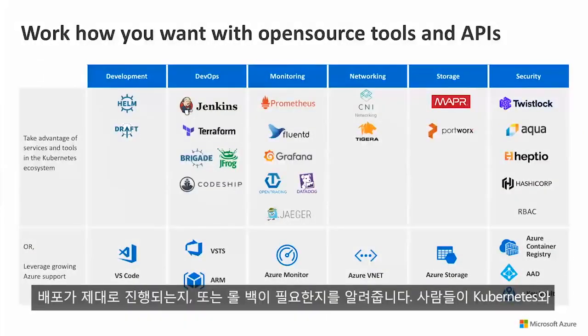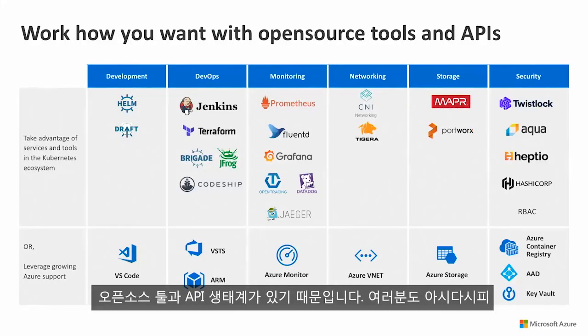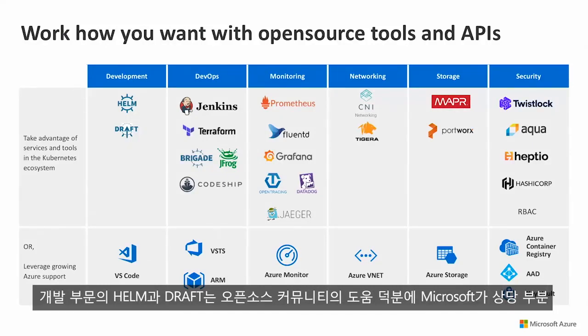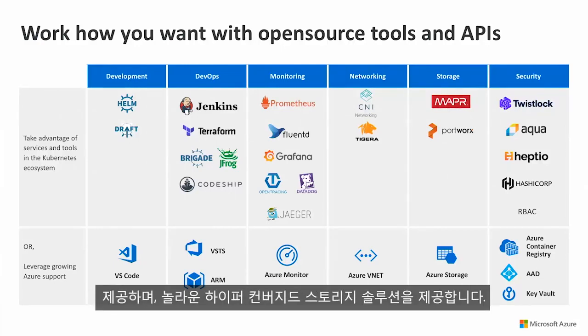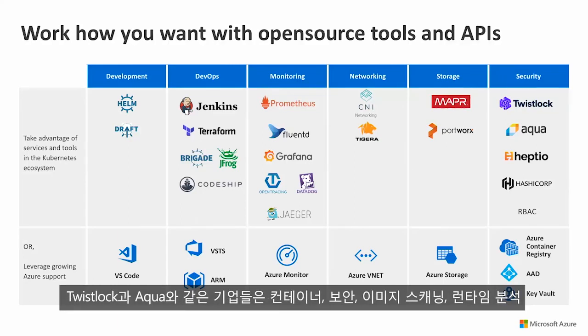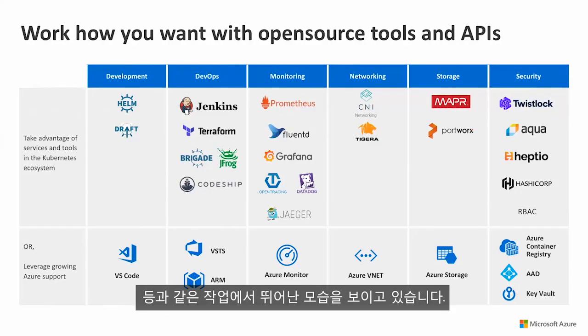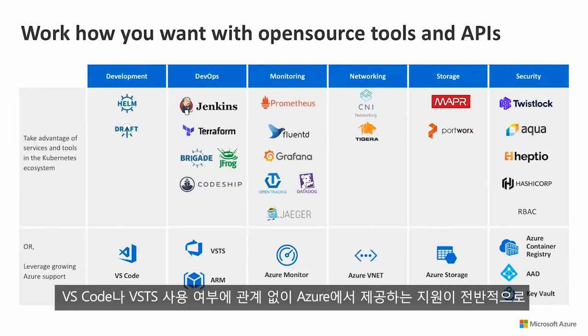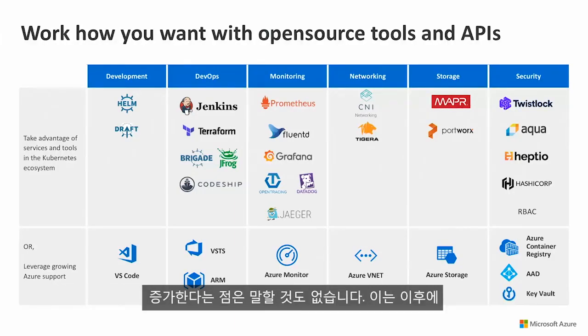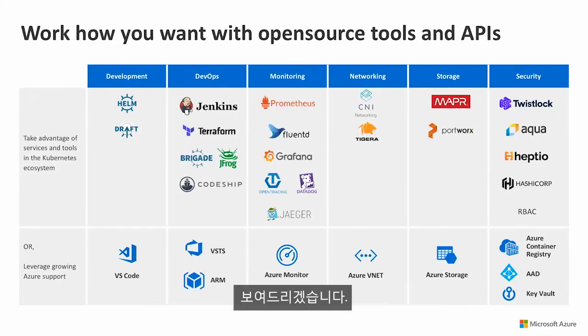One of the big reasons folks are so enamored with Kubernetes these days is because there's this whole ecosystem of open source tooling and APIs. Things like Helm and Draft on the development side are in large part driven by folks like Microsoft with help from the open source community. But there's also things like Prometheus on the monitoring front. Tigera offers great network security options that are Kubernetes native. Portworx offers a terrific hyper-converged storage solution. Companies like Twistlock and Aqua are doing great stuff around container security, image scanning, and runtime analysis. All the work in this ecosystem is something that you can take advantage of when you're using AKS. Not to mention the growing Azure support that we have across the board, whether it's in VS Code or VSTS, which I'll show you a little bit of, or across the suite of Azure services.